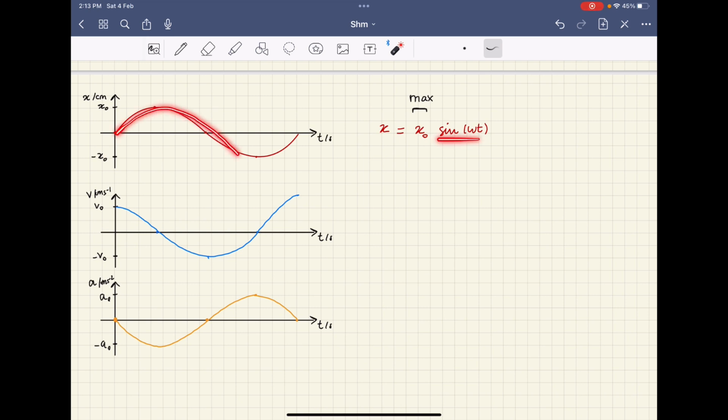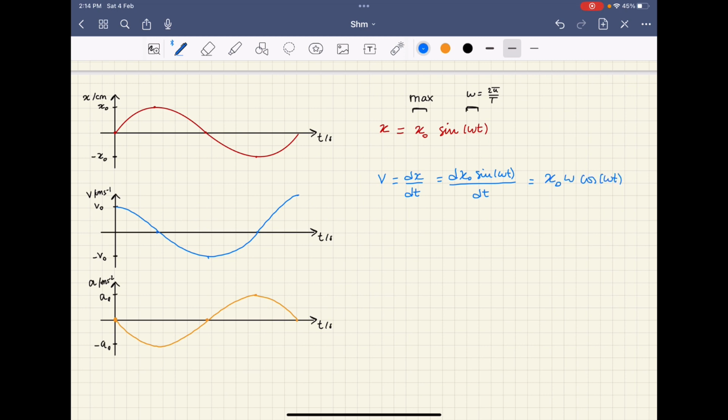Sine is the shape of the wave, and omega represents what? Omega is, as we said, 2 pi divided by T. You don't really need to substitute it by that, you can just keep it as omega. Now, in order to find v, which is the derivative of x in time, if you derive this expression in time, you will get x0 omega, and the sine turns into a cosine omega t.